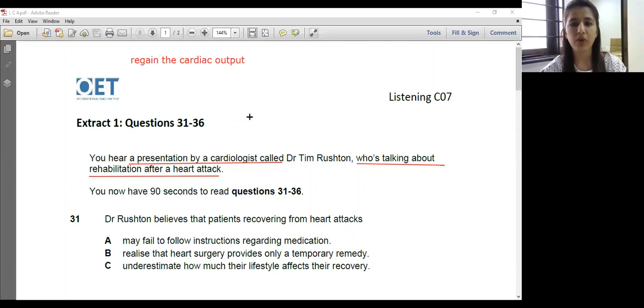Now, what we do after reading this is we go on to each of the questions, and we try to identify the focus of each question, right?